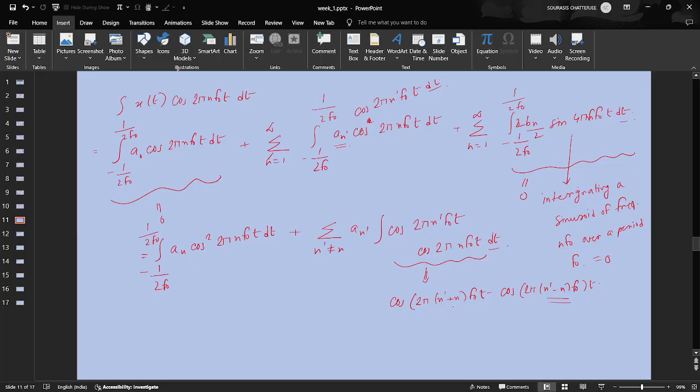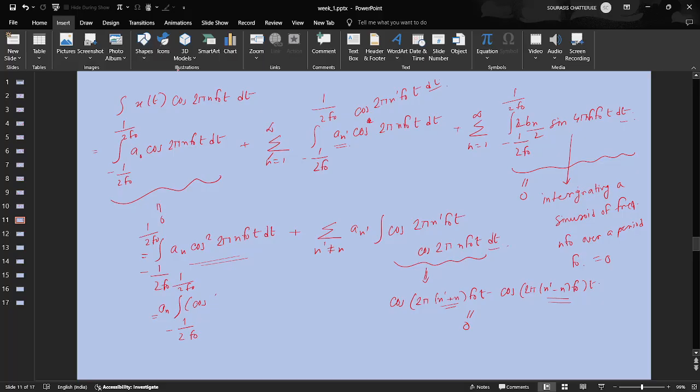These are non-zero integers, so they have frequencies that are n dash plus n times f naught and n dash minus n times f naught, and their integral over a period of 1 over f naught is always going to be 0. So this term also goes to 0 for all n dash not equal to n. So we are basically left with this one, and cos square we can write it as, so this integral I am just considering without a n. Okay, we can bring a n here, integral from minus 1 over 2 f naught to 1 over 2 f naught here.